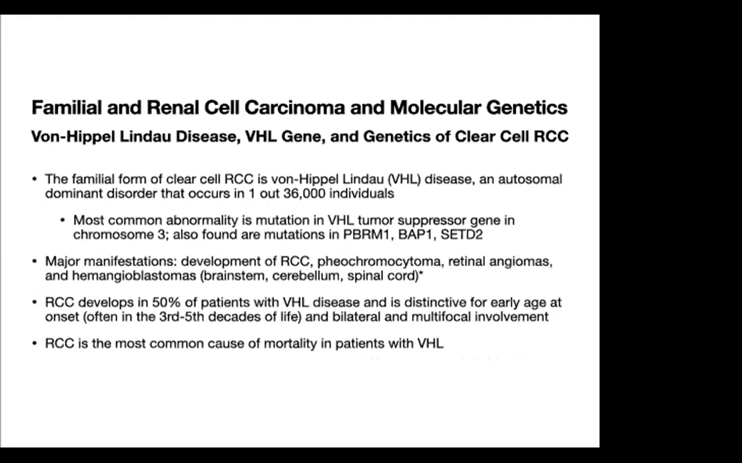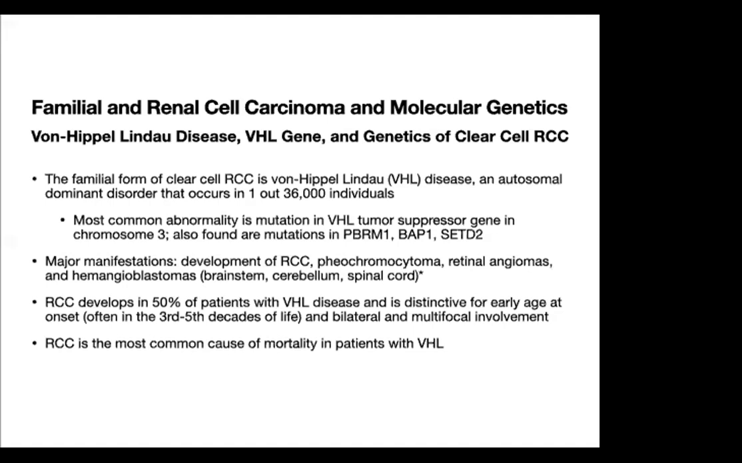Now, we'll move on to familial renal cell carcinoma and molecular genetics. So, the familial form of clear cell RCC is von Hippel-Lindau disease or VHL, which is an autosomal dominant disorder that occurs in 1 out of 36,000 individuals. The most common abnormality is a mutation in the VHL tumor suppressor gene. And its major manifestations include the development of RCC, pheochromocytoma, retinal angiomas, and hemangioblastomas. All these tumor types are highly vascular and can lead to substantial morbidity.